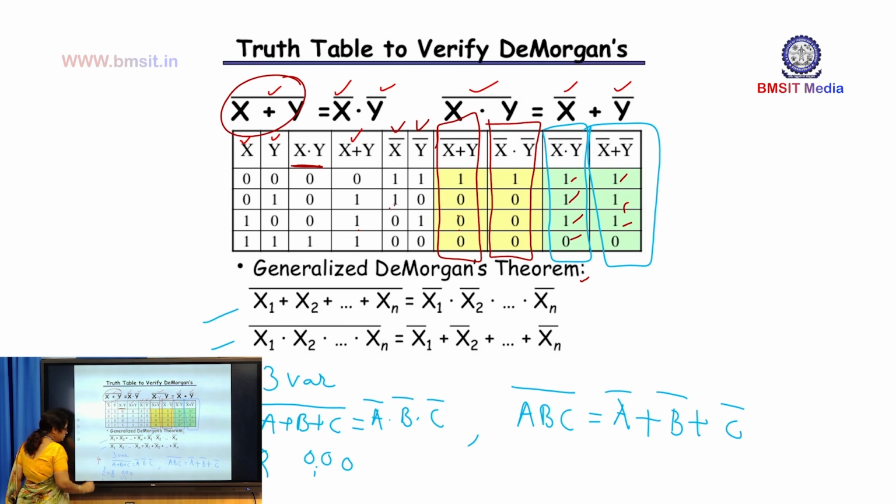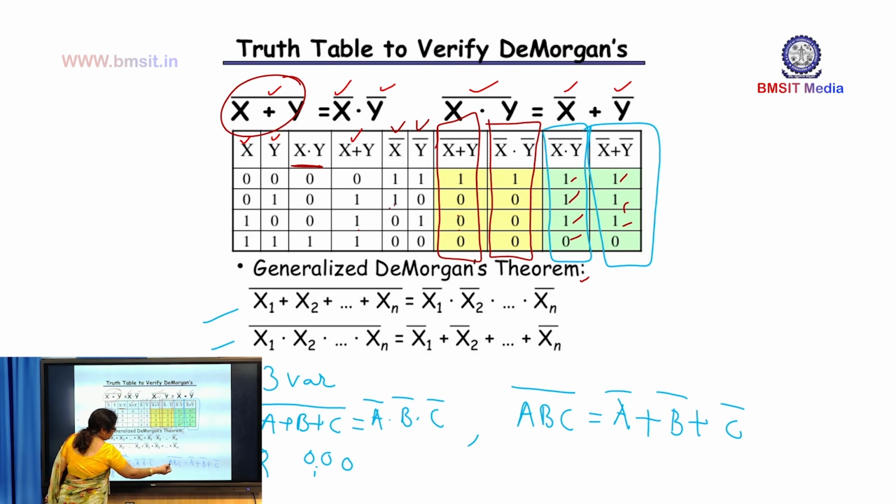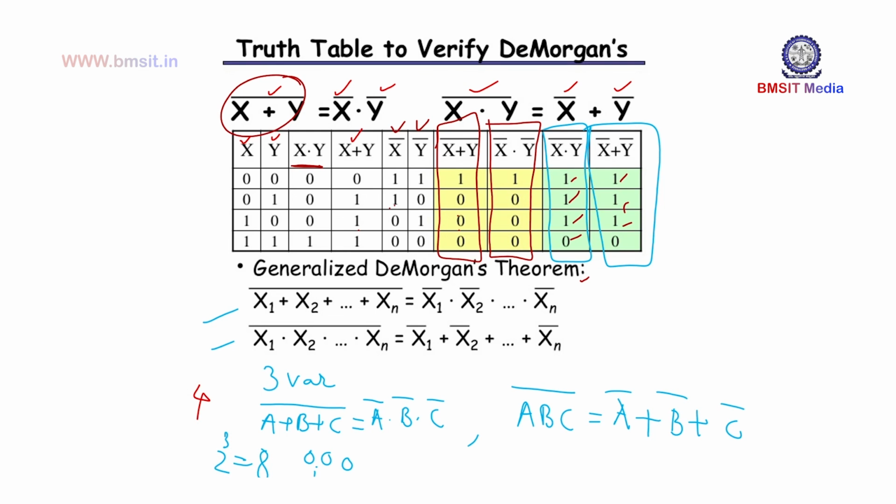List all the possible combinations for these 3 variables and calculate their complements, that is a bar, b bar, c bar. Then evaluate a bar plus b bar plus c bar. Then a plus b plus c, the next column will be a plus b plus c whole bar, and here abc, and the next column will be abc whole bar. Then you have to compare these 2 columns. That is how we have to do it.